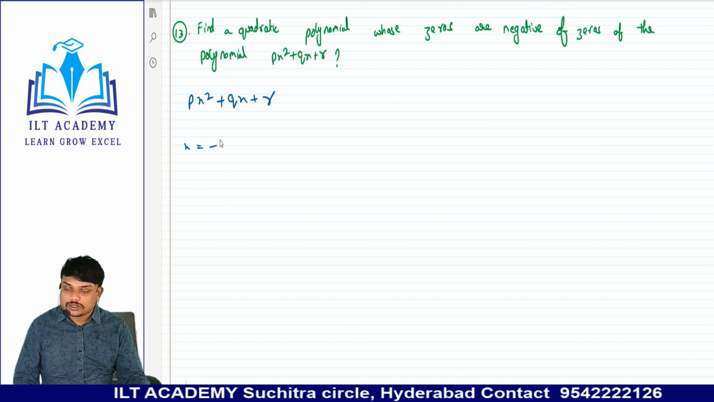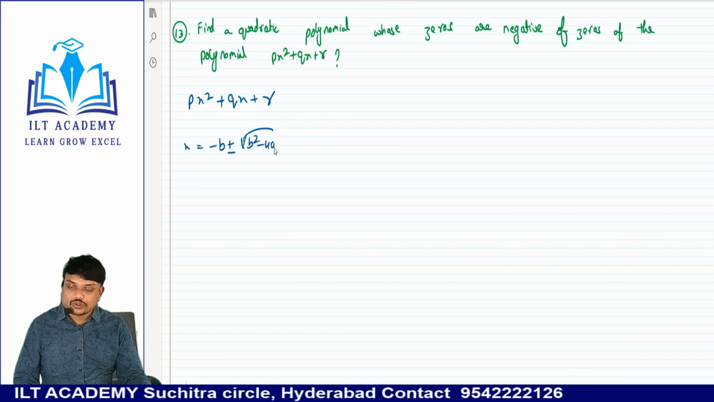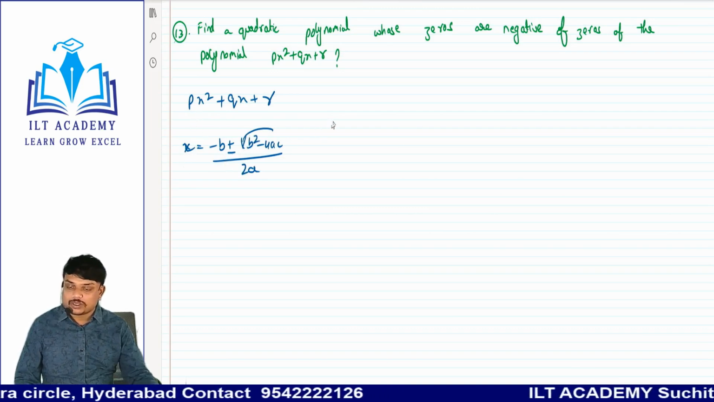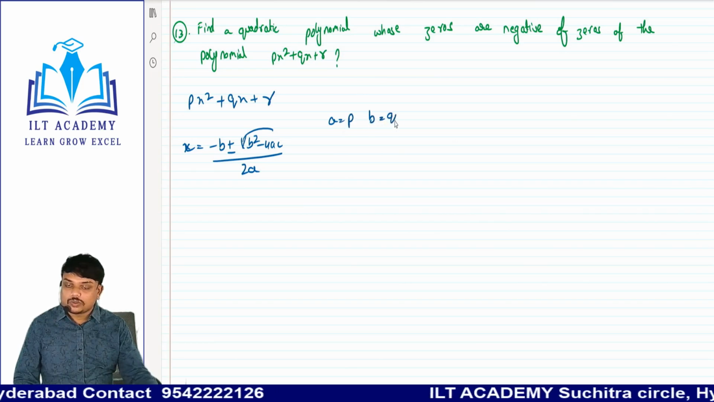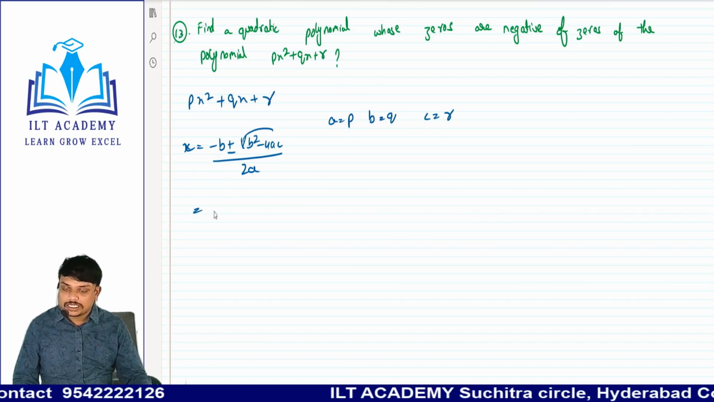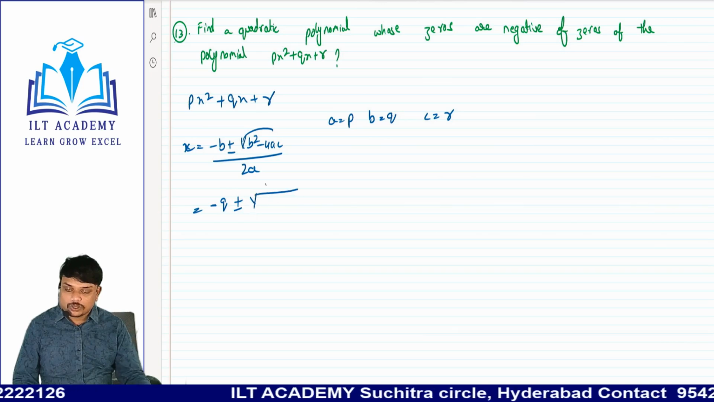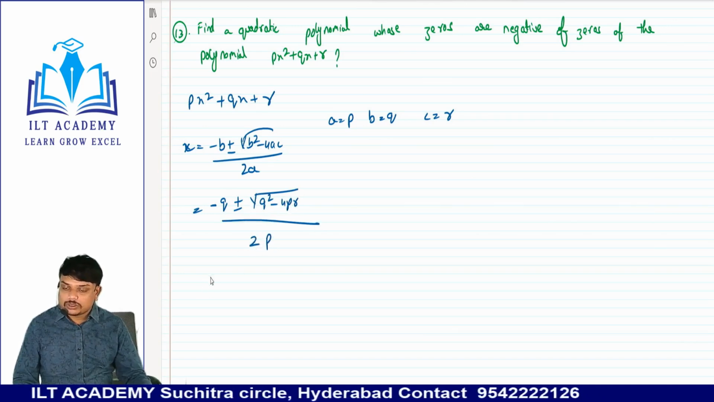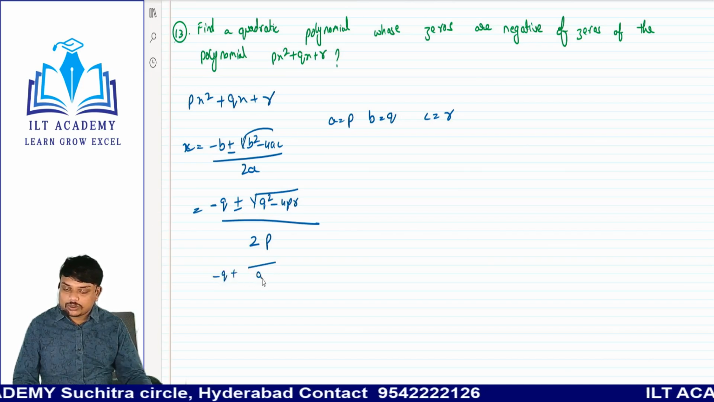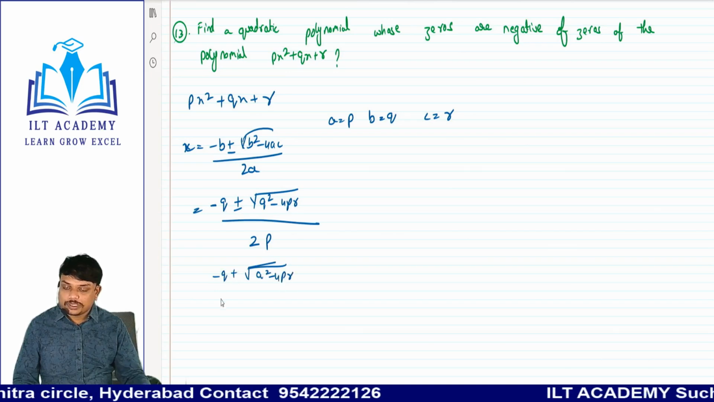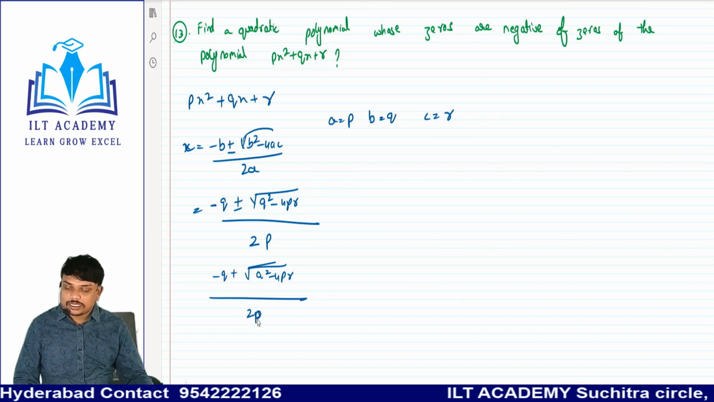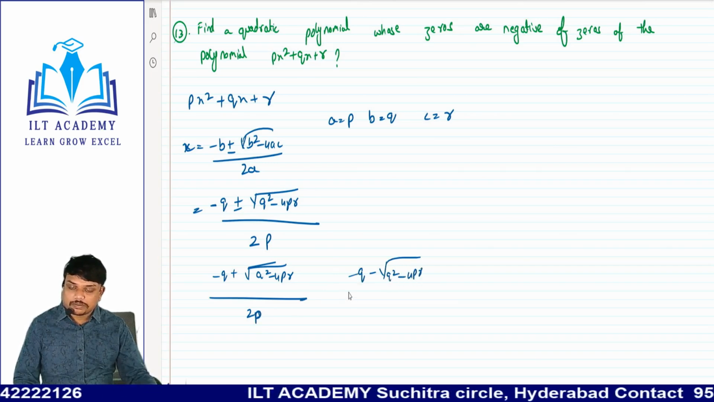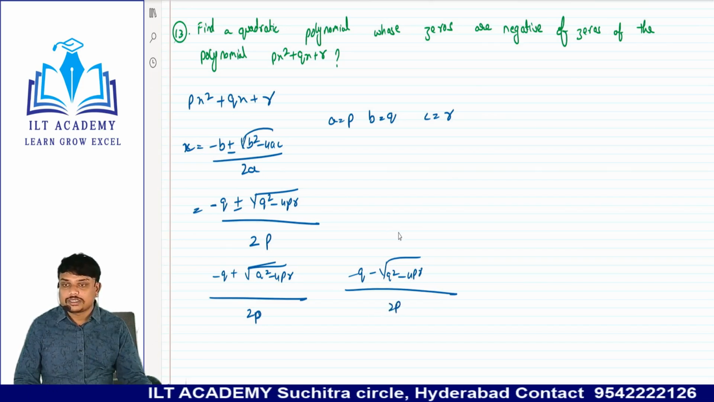Now what is the formula? x equals minus b plus or minus root of b square minus 4ac upon 2a. These are the roots of the polynomial. So a is equal to p, b is equal to q, c is equal to r. Substituting, the first root is minus q plus under root q square minus 4pr upon 2p, and the other root is minus q minus under root q square minus 4pr upon 2p. Clear? Any doubts?